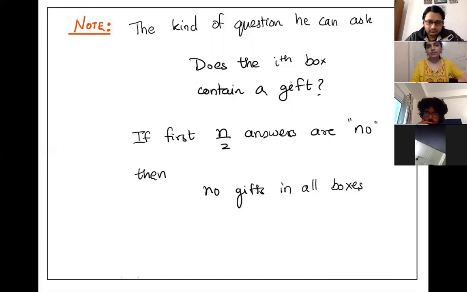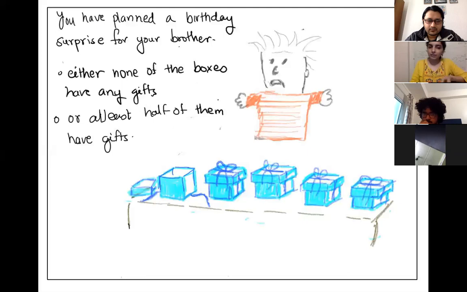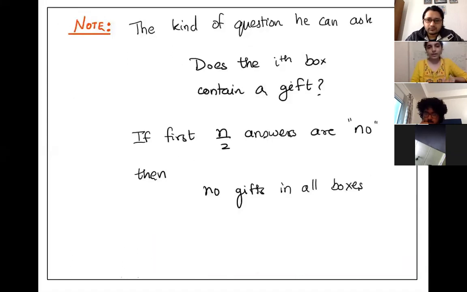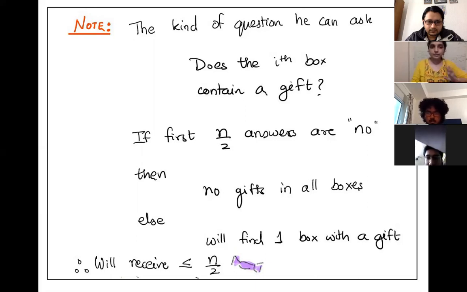Yeah, because you told that it can be only one of the two possibilities. The two possibilities were either none of the boxes have any gifts, or at least half of them have gifts. So after opening n by 2, if you see no gifts, naturally there are no gifts. Else, you will find one box with the pseudo gifts, and then he'll be able to tell which one of the two it is, and you will give him the real gift. So to get the final real gift, he has spent somewhere around n by 2 chocolates. Right?